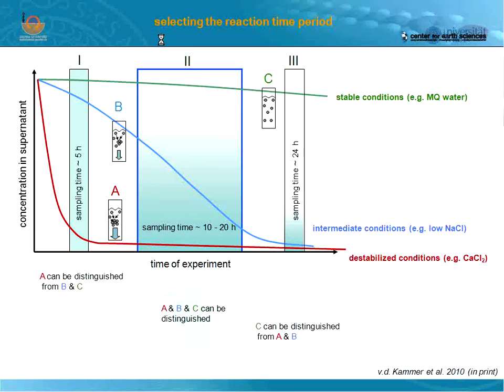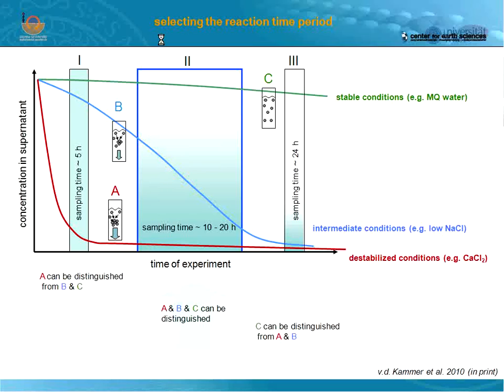The problem is now to find the correct sampling time. When do I sample the supernatant? When I'm sampling after a very short reaction time, I would be able to distinguish these two situations from this one situation, because that has not proceeded far enough. When I'm using a too late sampling time, I would be able to distinguish the stable from these two situations, but I would not have the correct resolution to really have all situations covered and nicely measured. So I have to find an optimum measurement time, and to find this time, I need to make dynamic experiments first.